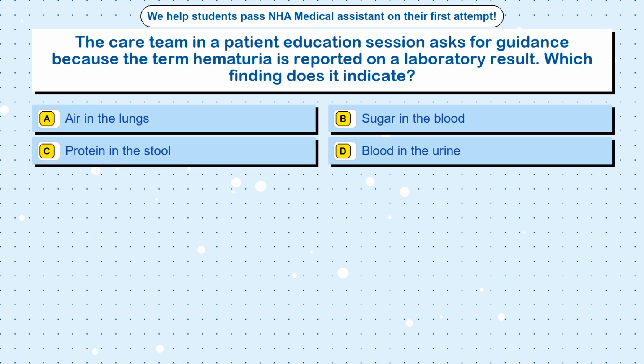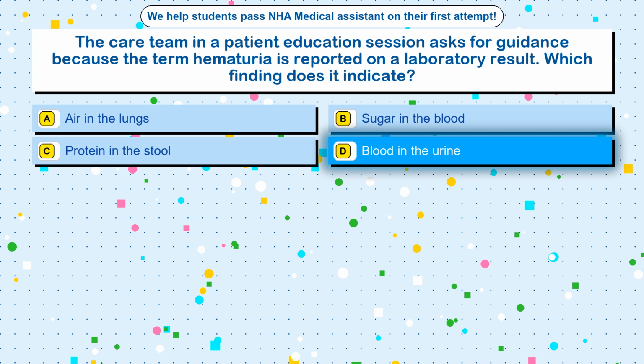Question 93. The care team in a patient education session asks for guidance because the term hematuria is reported on a laboratory result. Which finding does it indicate? Option A. Air in the lungs. Option B. Sugar in the blood. Option C. Protein in the stool. Option D. The blood in the urine. The correct answer is option D.